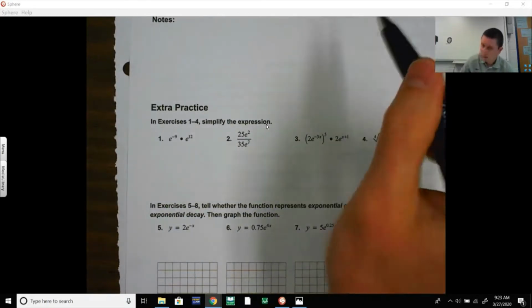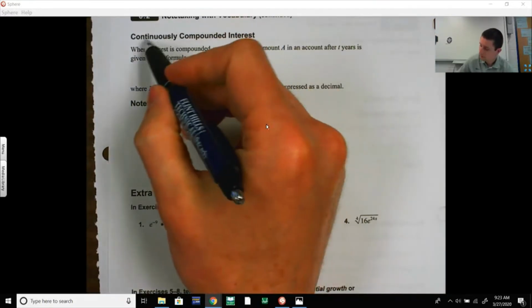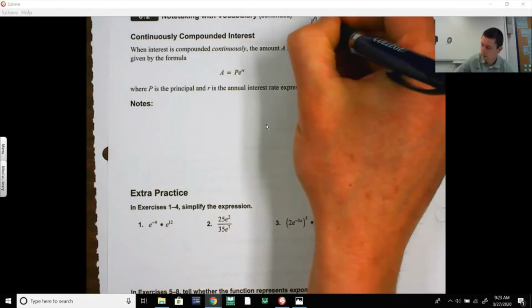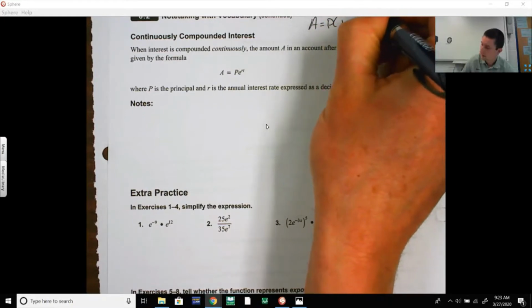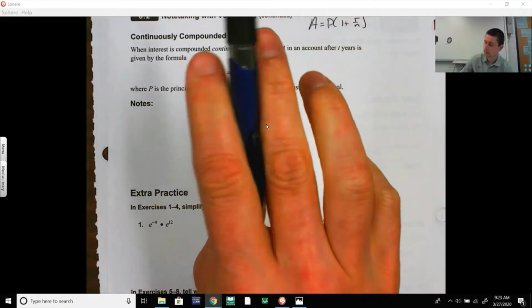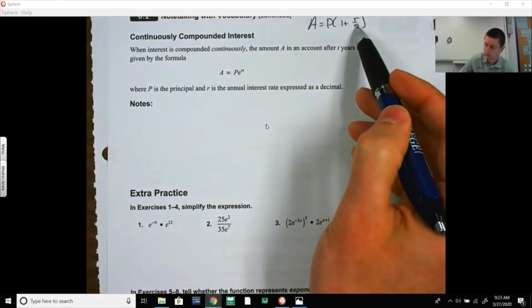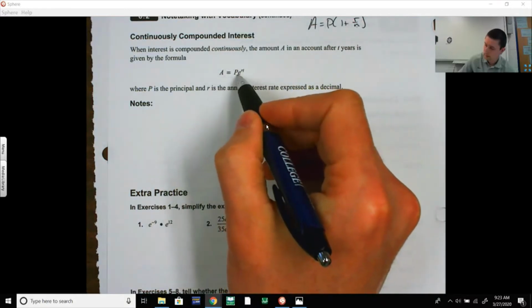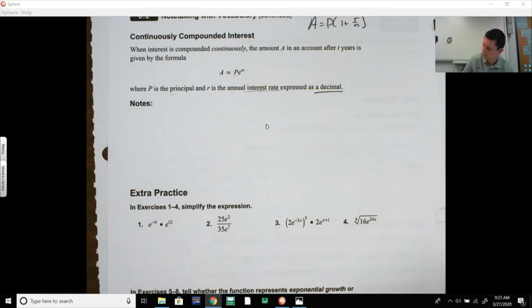This formula here is your continuously compounded interest. So we had the compound interest formula on the previous lesson, which is 1 plus r over n to the nt. And the video that I have the link to will tell you what happens as n gets more and more and more. So you get this one, A equals P e to the rt. P is, again, your principal. r is the annual interest rate expressed as a decimal.